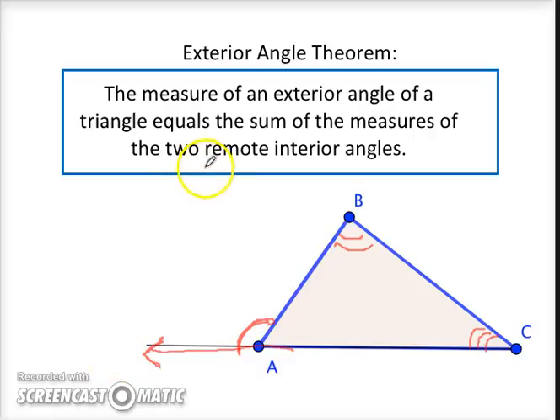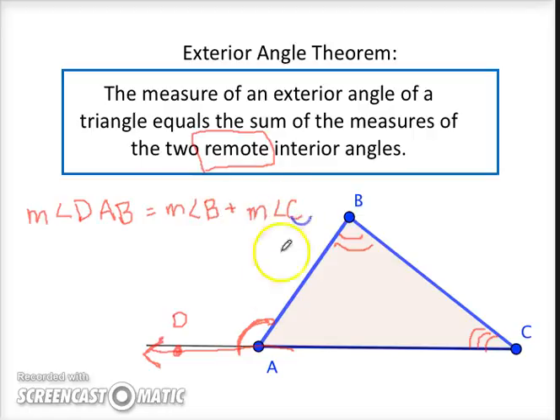The remote interior angles, the word remote can remind you that they have to be far away from this exterior angle. In this case, the remote interior angles are angle B and angle C. So the exterior angle theorem, if we were to make a point here called D, would tell us that the measure of angle DAB equals the measure of angle B plus the measure of angle C.